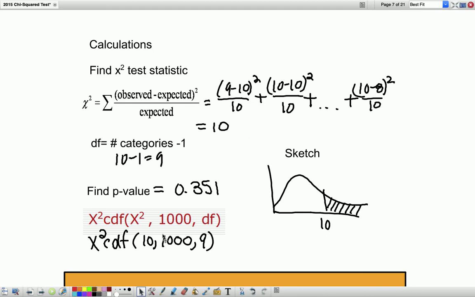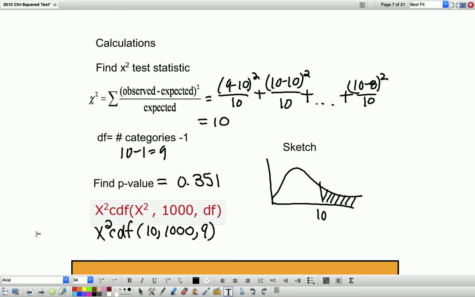P-value. There is a chart, but it's not always going to be easy to find on your chart. If you look at it, it is table C, so feel free to look at table C. But it doesn't have all the values that we need all the time, so our calculator is usually easier. If you go into your calculator, this chi-squared CDF is in your distribution menu.